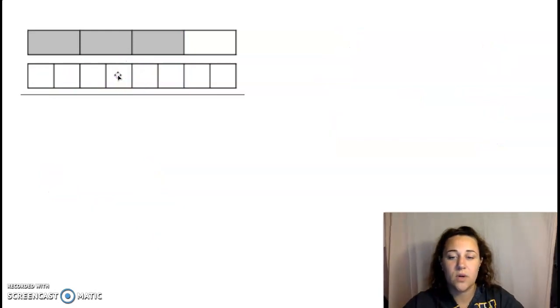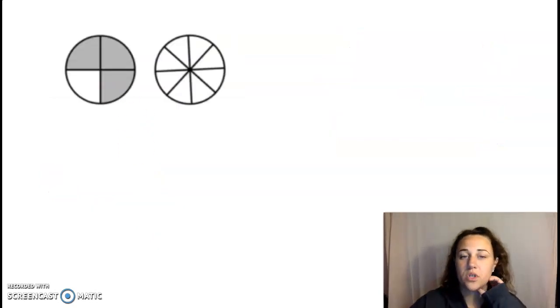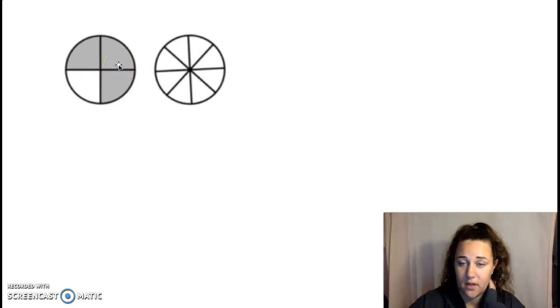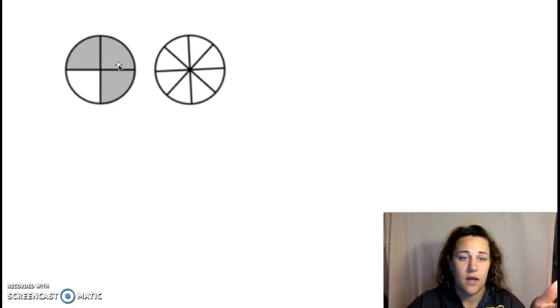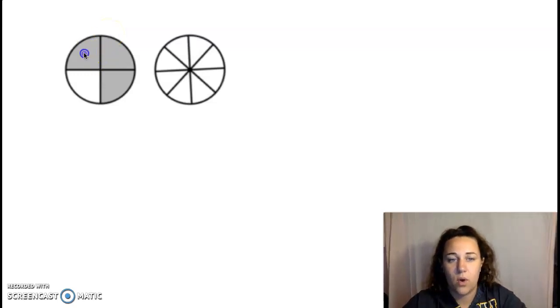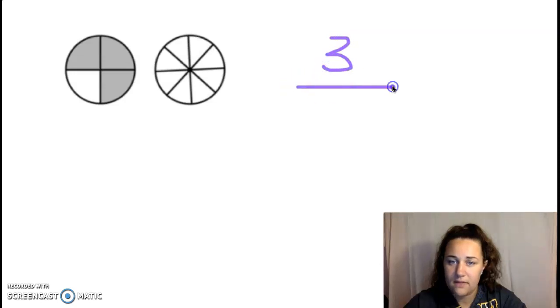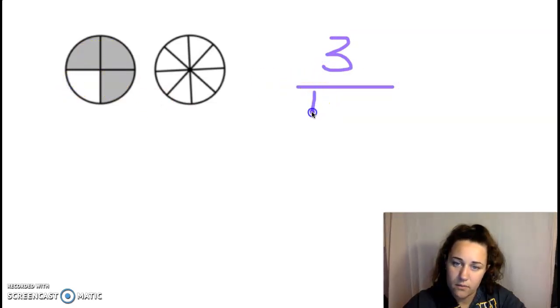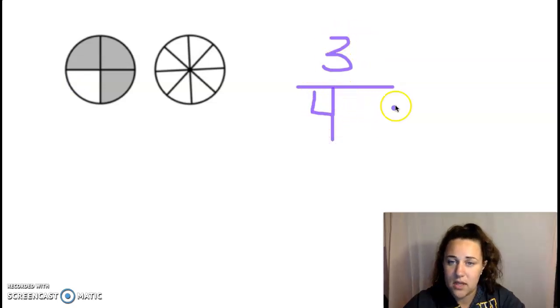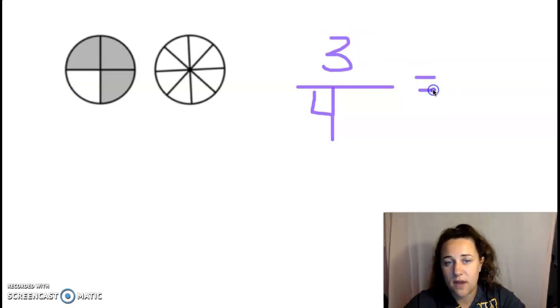All right, let's do one as a circle. So I have circles too that can help me. All right, and again, I have to figure out what this fraction is. So I have 1, 2, 3 shaded in. Out of how many? 1, 2, 3, 4. So I have 3/4. And now we have to find the equivalent fraction.